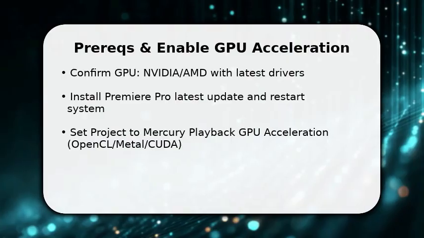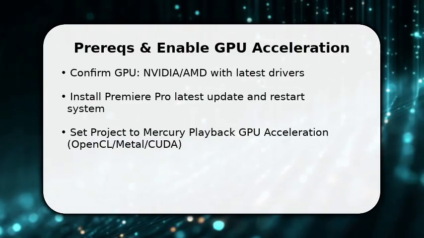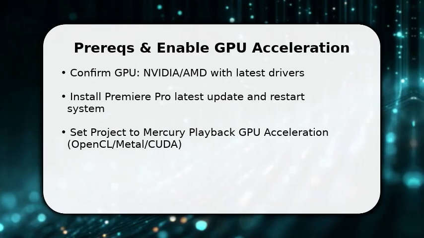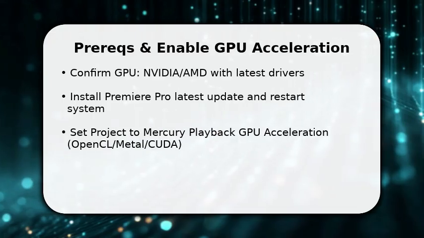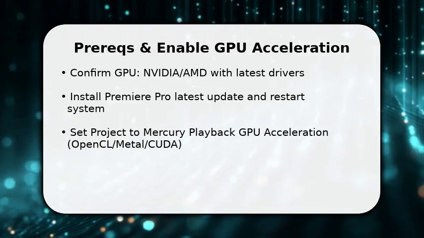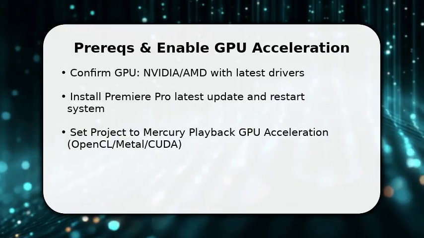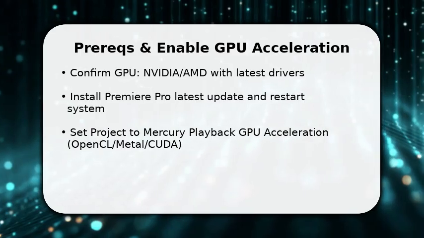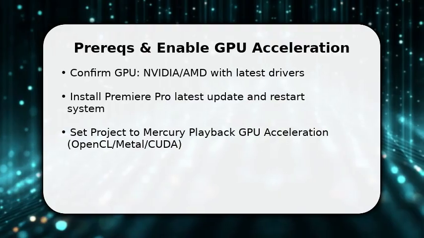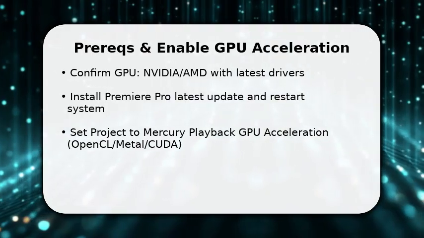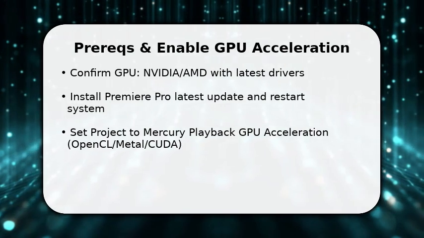You start by confirming your GPU and drivers. This matters because Premiere uses hardware decoding and effects acceleration. Once done, install the latest Premiere Pro update and restart to ensure driver handshake. Then open a project, go to File, Project Settings, General, and choose Mercury Playback Engine GPU Acceleration: CUDA, OpenCL, or Metal, depending on your card. This actually moves rendering tasks to the GPU and reduces export and timeline lag.